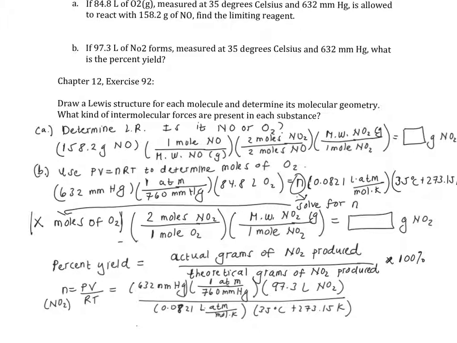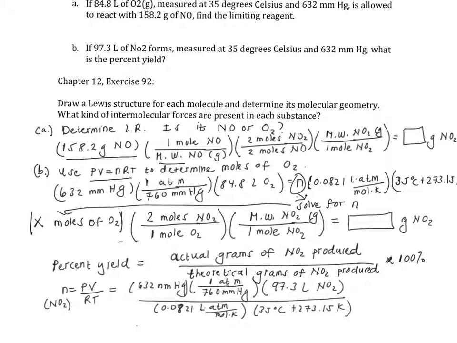So we're given that we have 158 grams of nitrogen monoxide. We're not directly given the amount of oxygen. We're going to have to indirectly determine that using our ideal gas law, which is PV equals nRT. So first step, we have our grams of nitrogen monoxide. We're going to divide by the molecular weight.